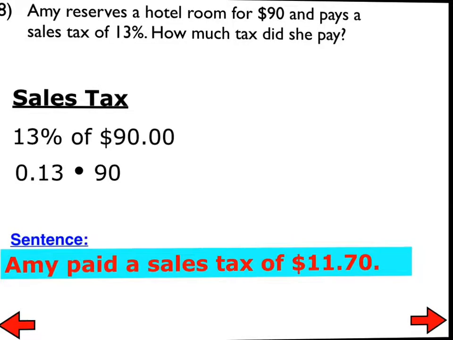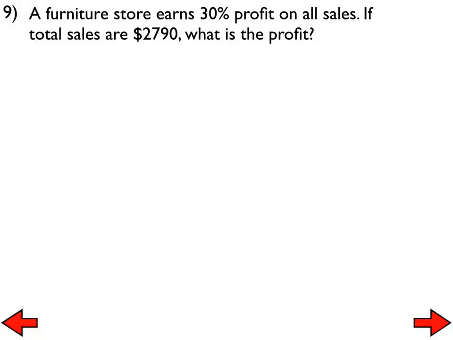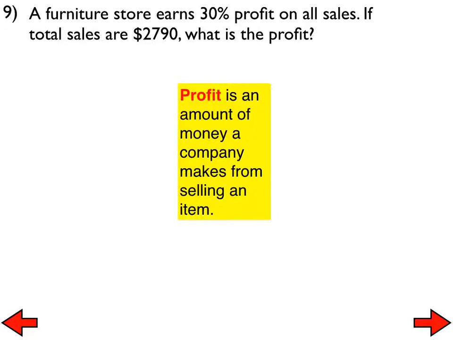All right, last 2 problems for today. This time we're talking about profits. You have something to fill in your notes here. Profit is an amount of money a company makes from selling an item. That's one of the reasons why businesses mark up the items they have, so that they can make a profit.